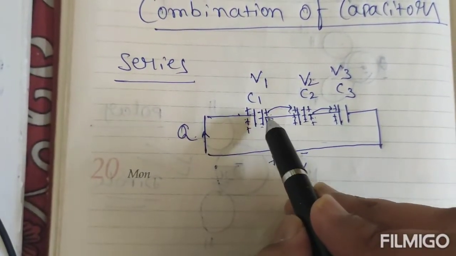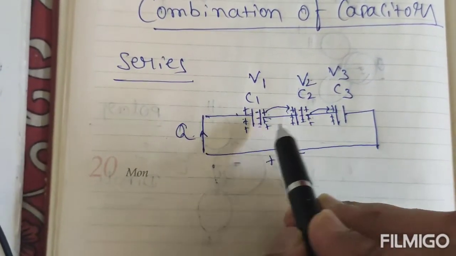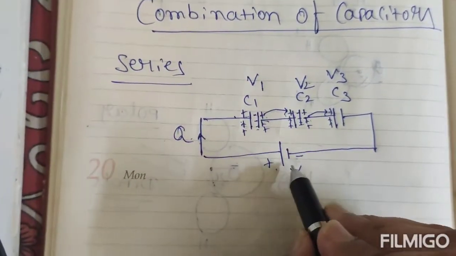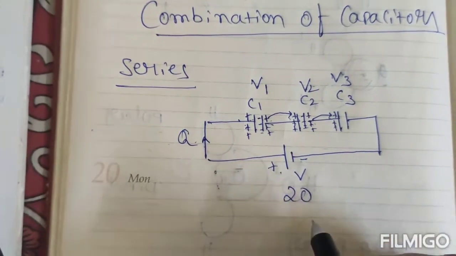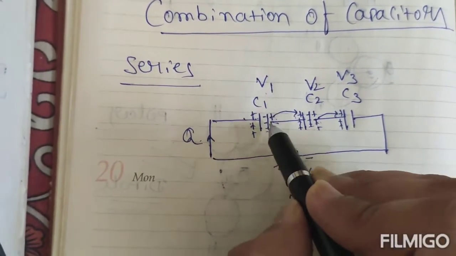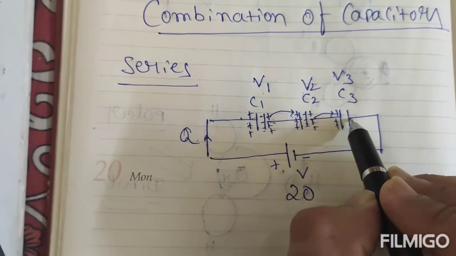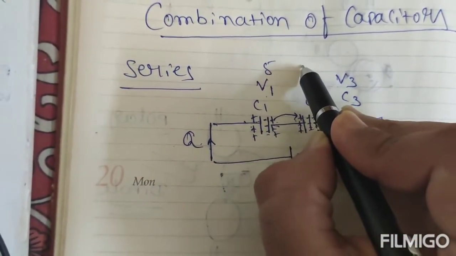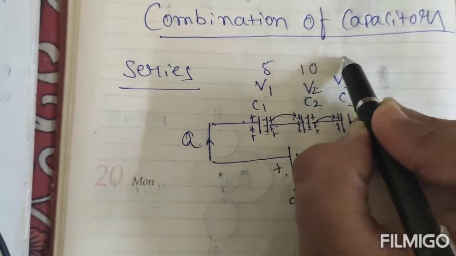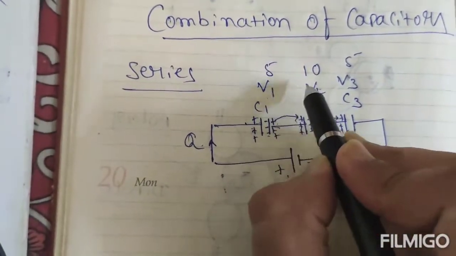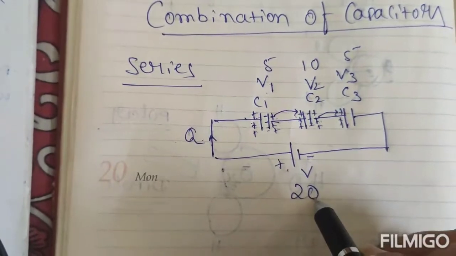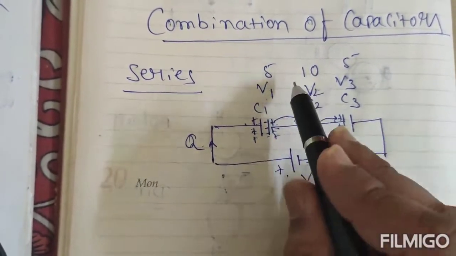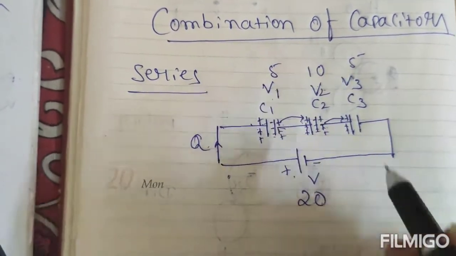The potential differs. Here the potential is being divided. Suppose my potential difference here is 20, so the capacitors are made in such a manner that it will provide 5 plus 10 plus 5. What should be the whole amount? 20, or 10 plus 5 plus 5, or whatever may be the fraction. This is just an example, right?